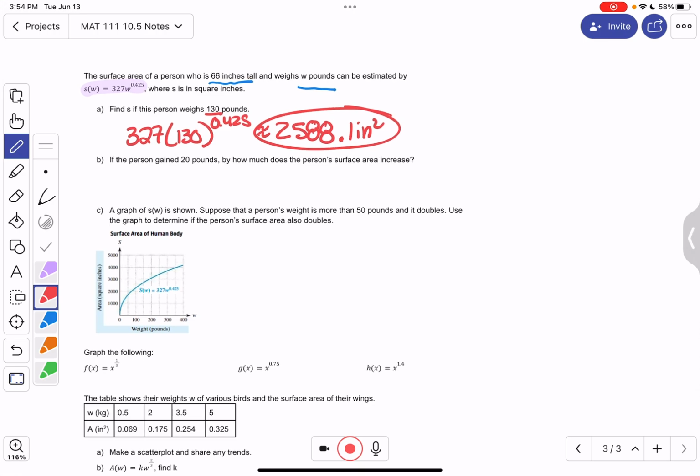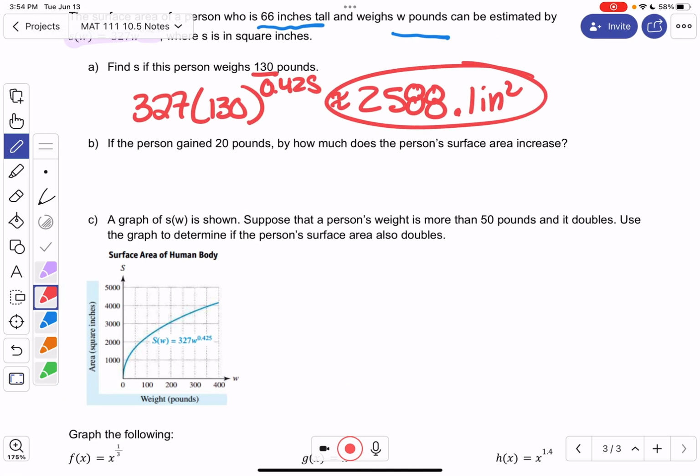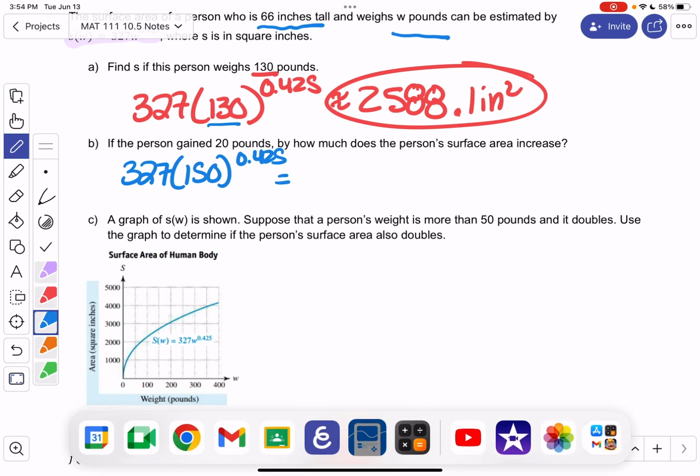Now, if the person gained 20 pounds, how much does the person's surface area increase? Well, if they started weighing 130, if they gained 20 pounds, they'd weigh 150. So let's start by plugging that in and get their new surface area.